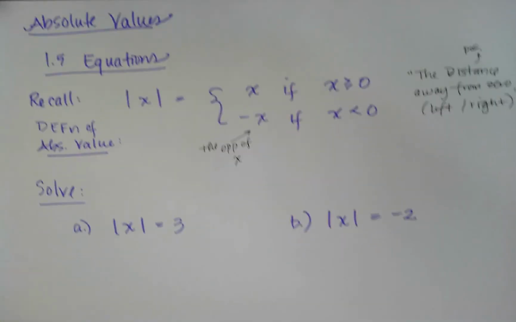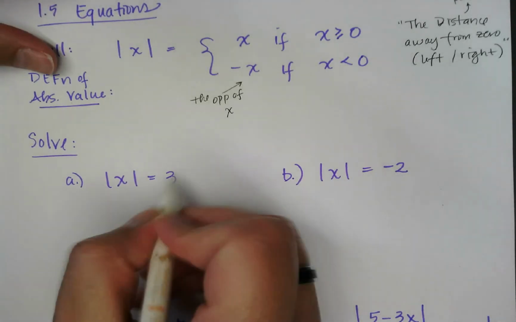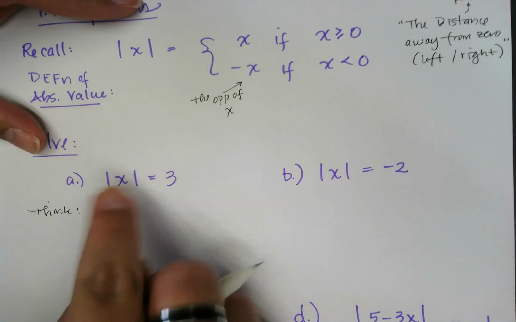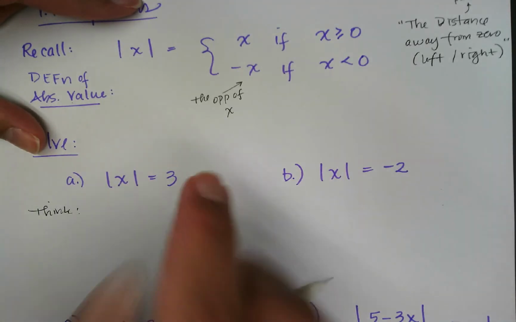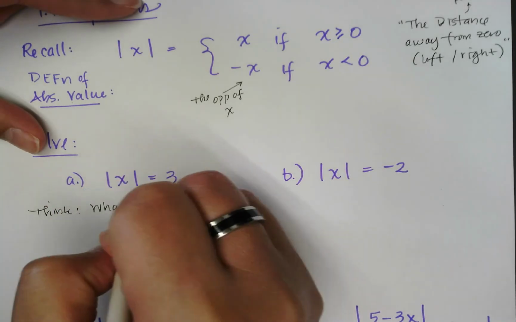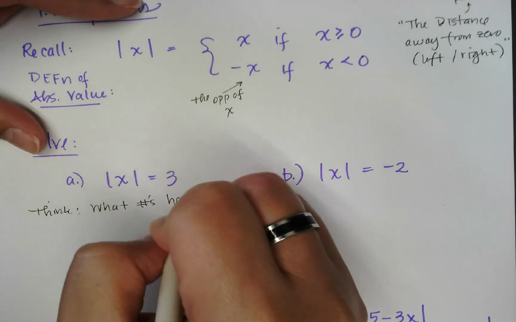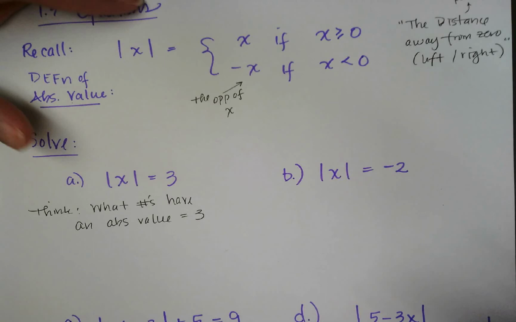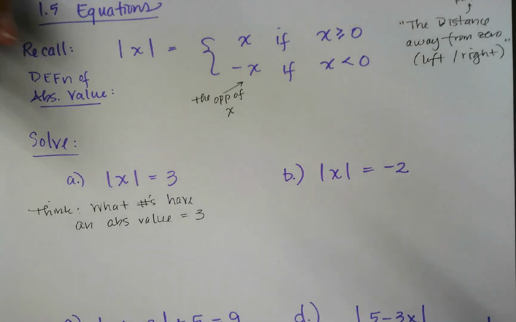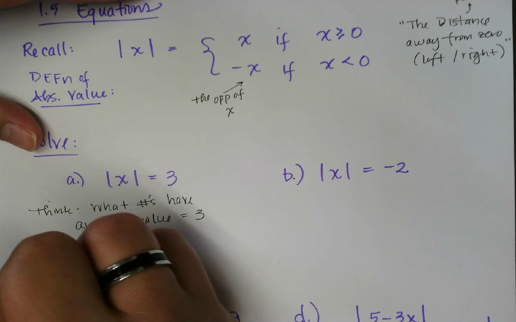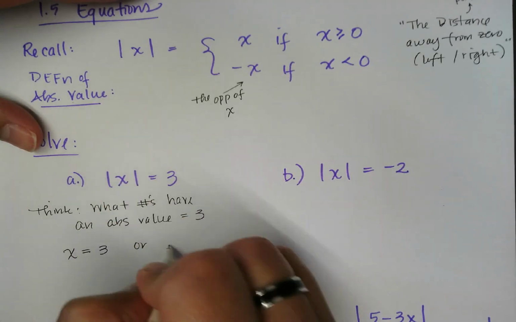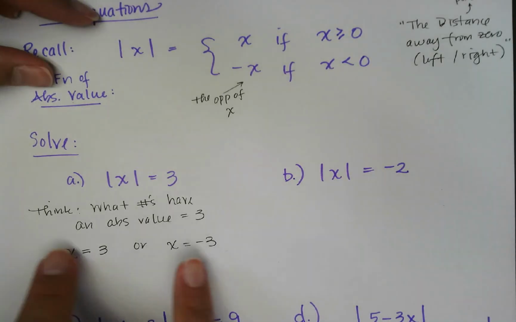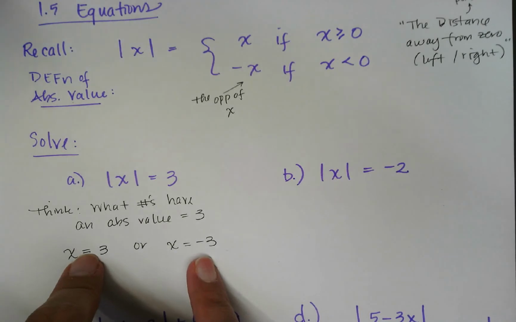Alright, so if we solve these, we need to think, a couple ways you can think about it. What makes a true statement, like what can you plug in there and make absolute value equal 3? Or think, what numbers have an absolute value equal to 3? So what numbers, their absolute value actually turned out to be 3? And you guys should be saying x can equal 3 if I plug in 3 there, or x can equal negative 3. So in general, two solutions, because both of these have a distance of 3 compared to 0.